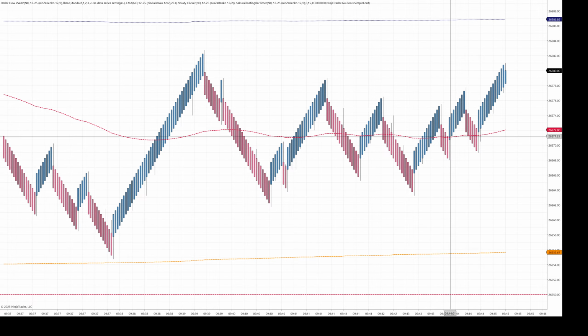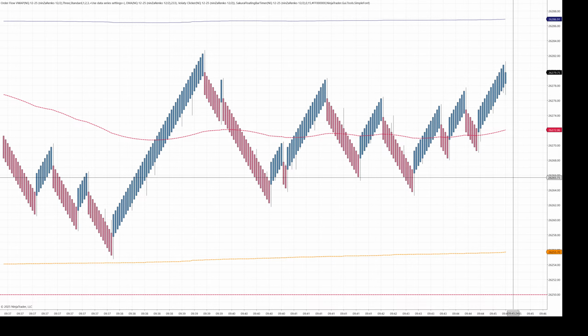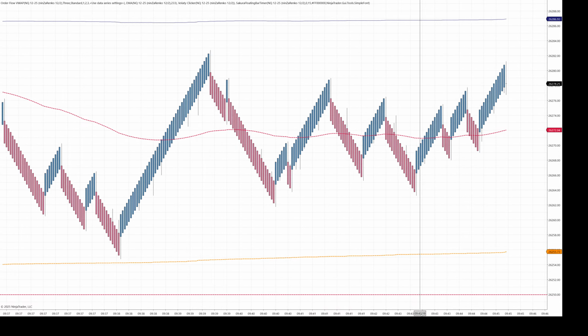This would have been the winning trade. You would have taken it here and it worked, but I was changing my parameters to make sure I don't take any more than a 5-point stop loss.